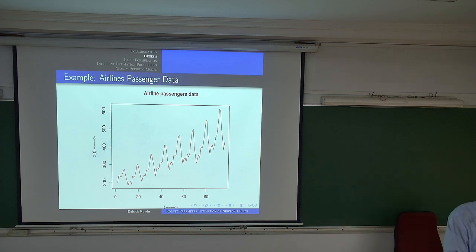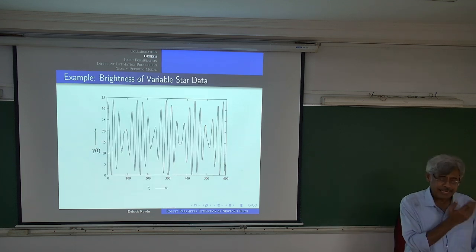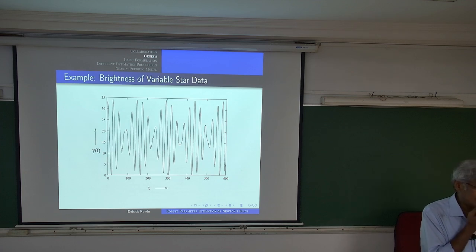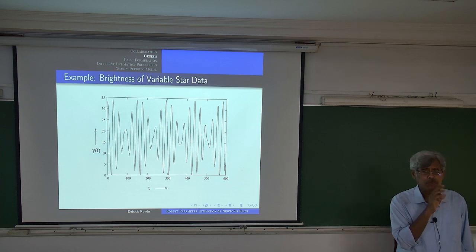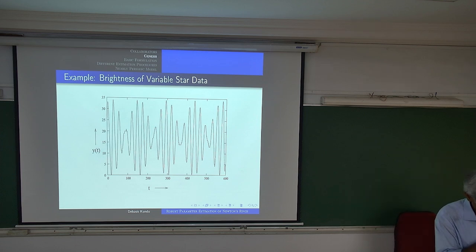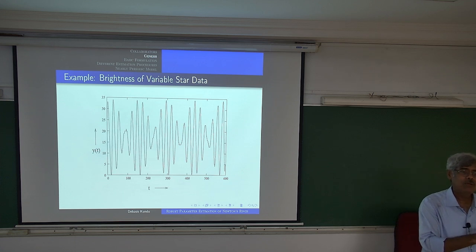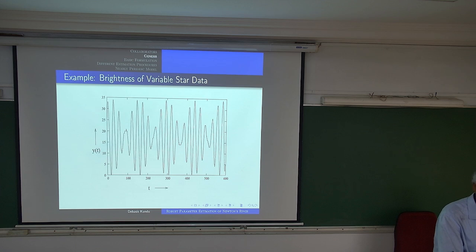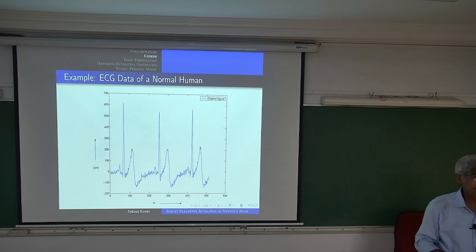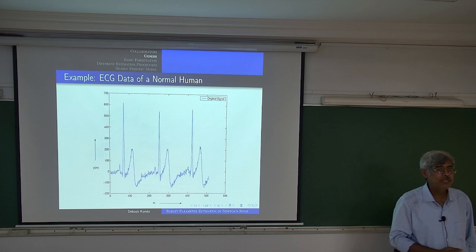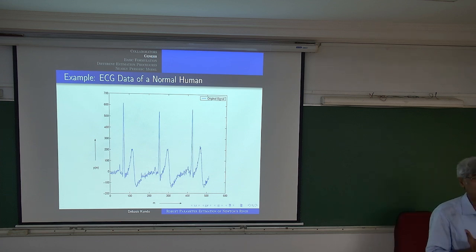Similarly, this is another example, again available on the net. This is the brightness of a variable star. I think it was collected in an astronomical lab in Australia, where they look at how the star moves, and that's how they collected this brightness data. Again, prediction is an important thing. This is a vowel sound. This is another dataset, again periodic data, which is important if you want to compress the data.